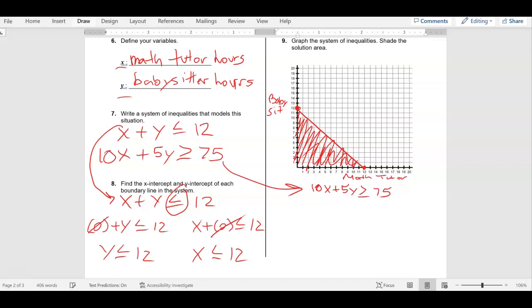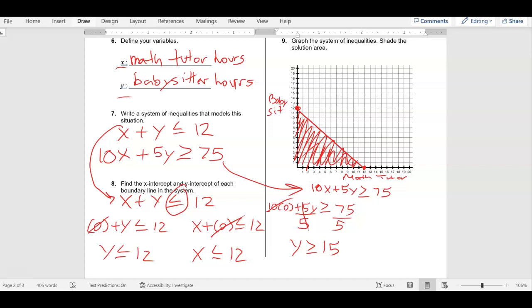I'm going to plug in 0 for x. So 10 times 0 plus 5y is greater than or equal to 75. That 10 times 0 cancels out. And so now I just have 5y. How do I get rid of a 5 in front of y? Divide. What is 75 divided by 5? It is 15. Yeehaw.